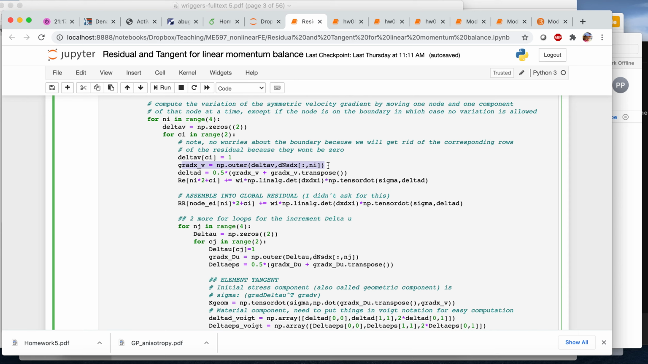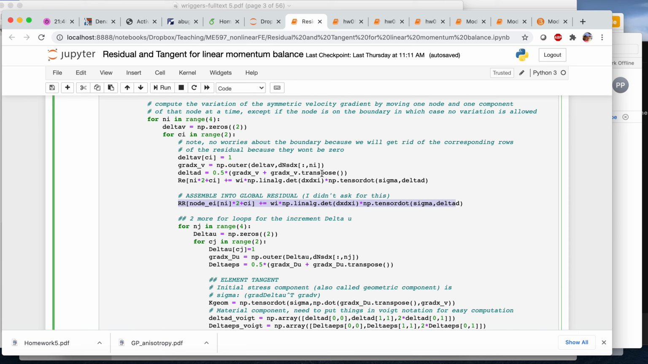So I calculate my gradient of the variation, and then I calculate the symmetric velocity gradient, and then I can add to my residual. What do I add? I add the contraction of the stress with that symmetric variation of the symmetric velocity gradient. And then this is related to the integration, the Gauss integration. And then I can put that into the global residual.